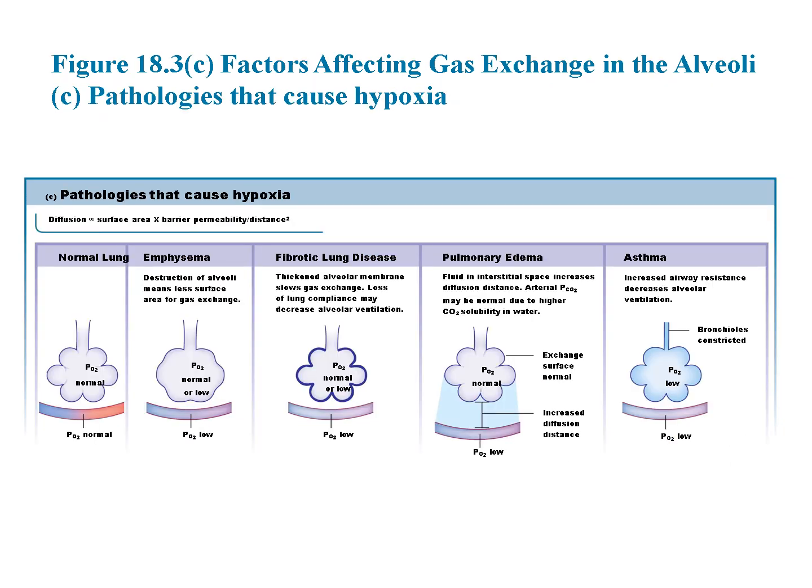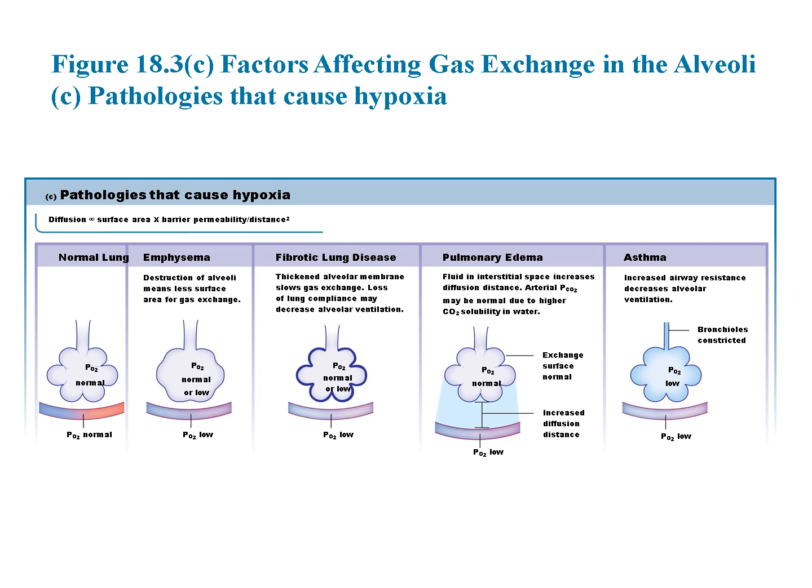Gas exchange in the lungs can be significantly affected by various pathologies that lead to hypoxia, a condition in which the body does not receive enough oxygen. Several respiratory disorders can interfere with the normal diffusion of gases by altering surface area, barrier permeability, or diffusion distance. In a normal lung, gas exchange occurs efficiently because the alveolar structure provides a large surface area, and the diffusion barrier remains thin. As a result, oxygen and carbon dioxide levels are maintained within a healthy range.